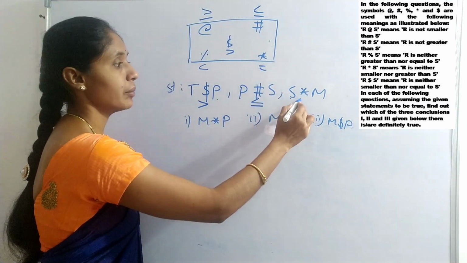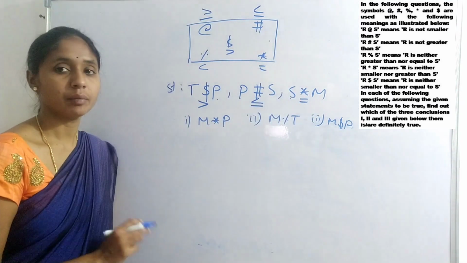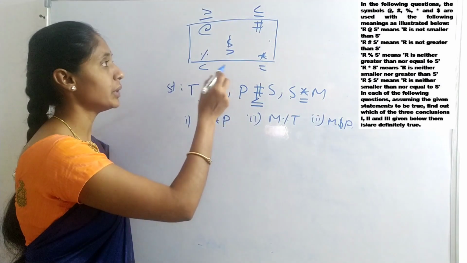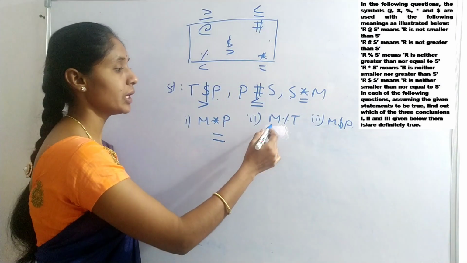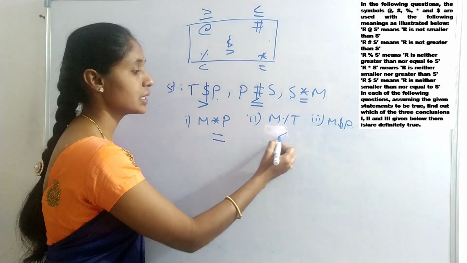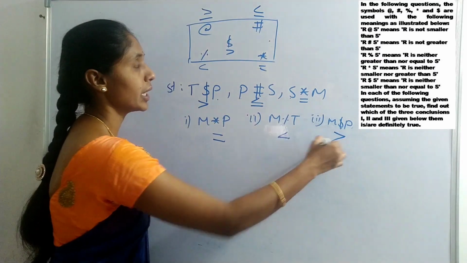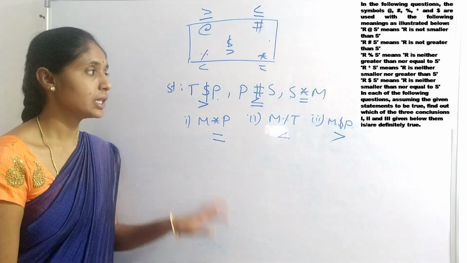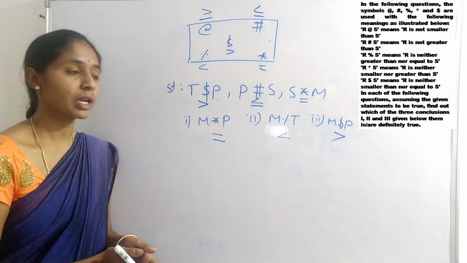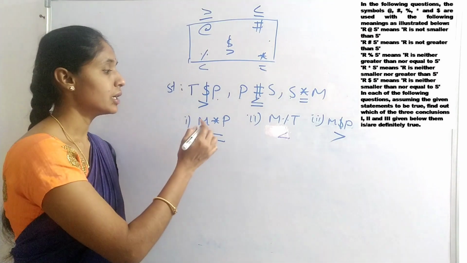S star M, that is S equals to M. And M star P, that is M equals to P. M percentile T, that is M less than T. And M dollar P, M greater than P. Okay, these are the coded inequalities and we have decoded them.